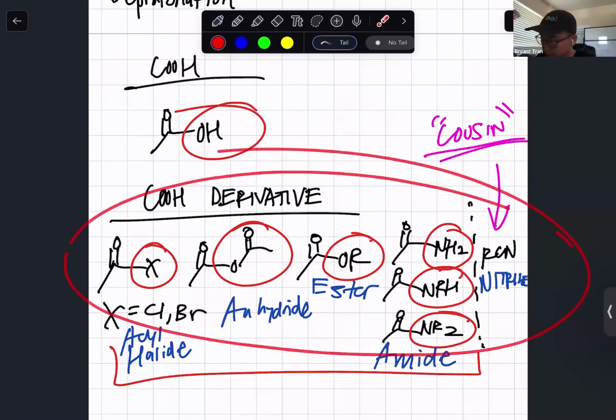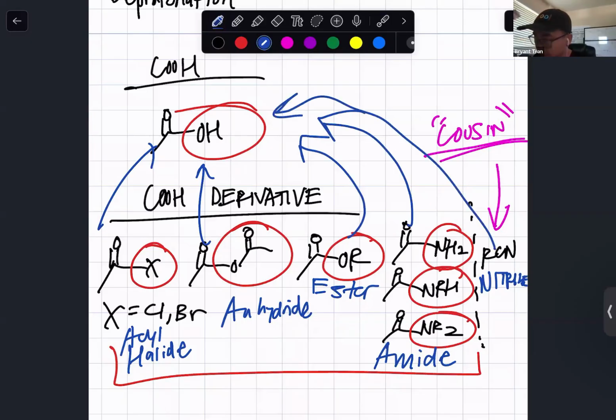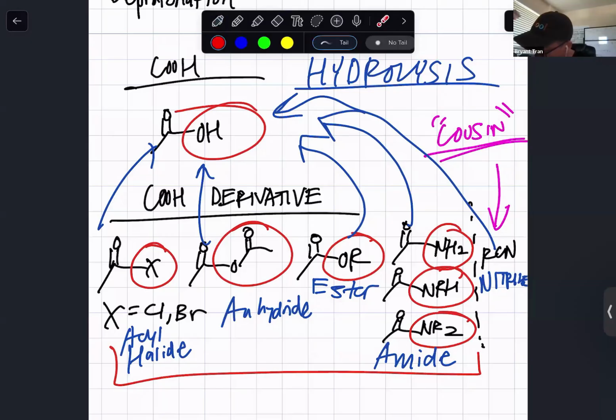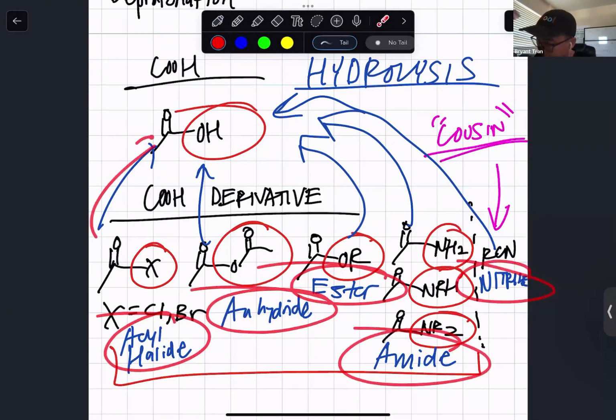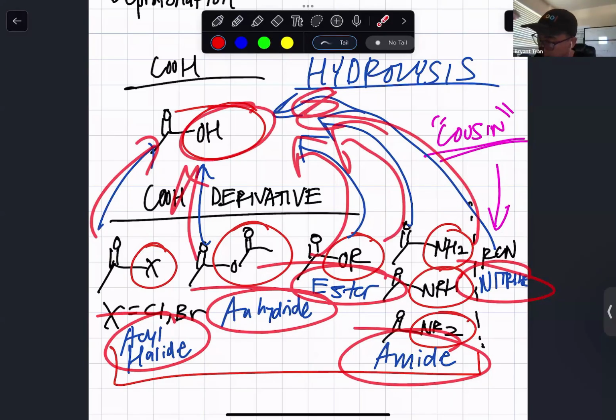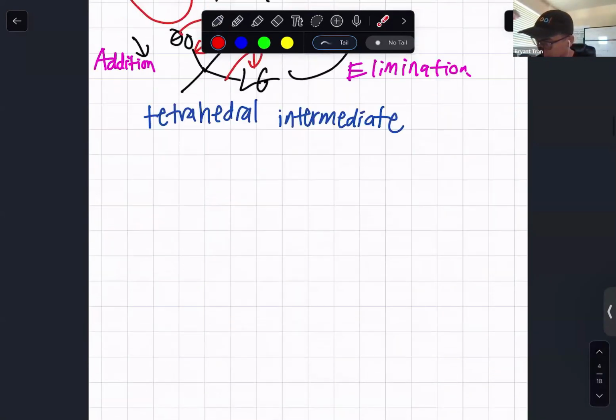All of these derivatives can be hydrolyzed into the carboxylic acid through a reaction called hydrolysis. So the acyl halide, the anhydride, the ester, the amide, and the nitrile can be converted back to the parent functional group, carboxylic acid, through hydrolysis. So let's look at the specific cases.